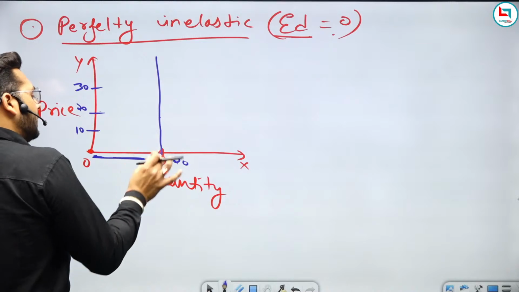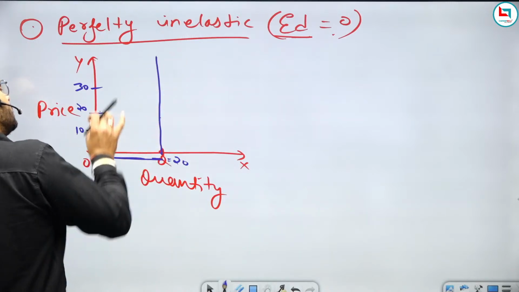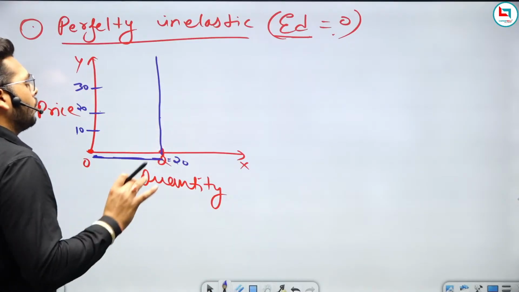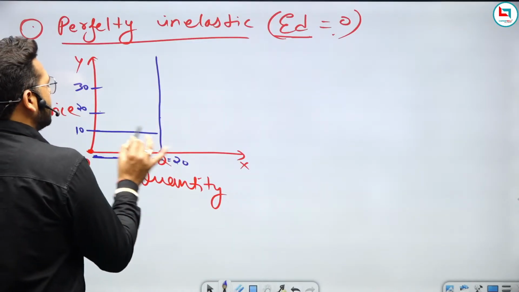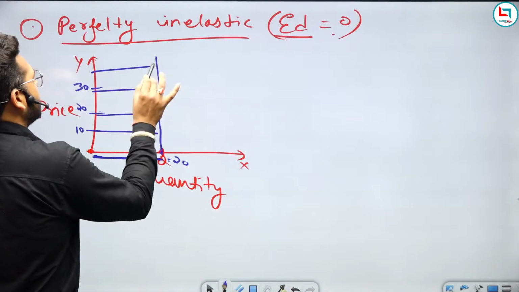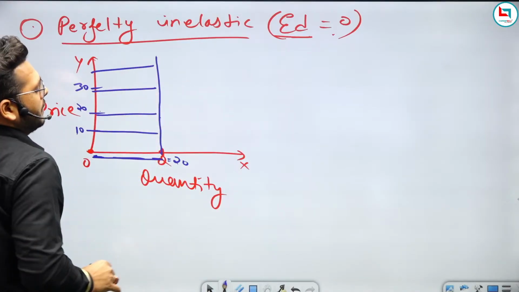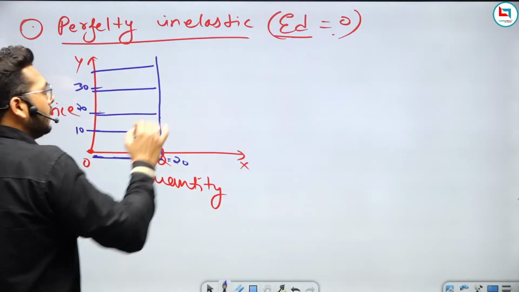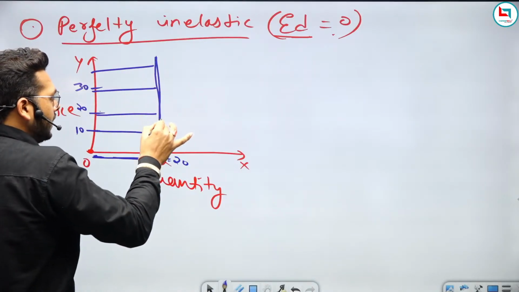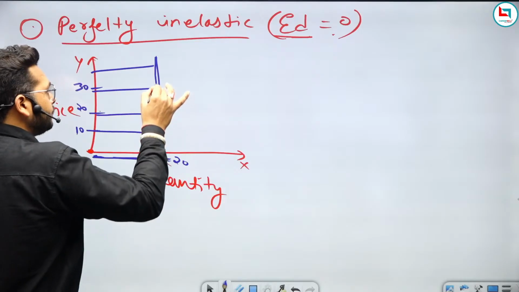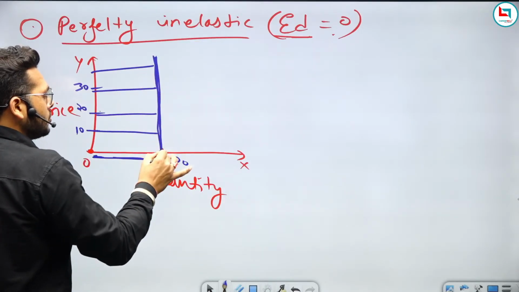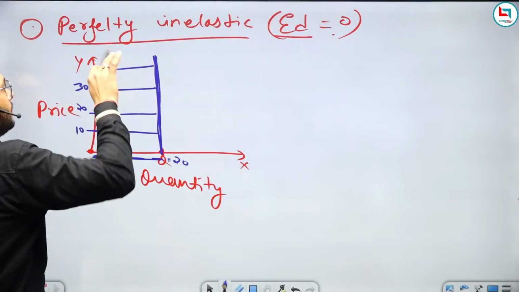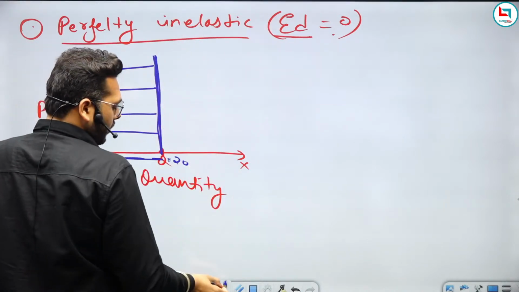It means the demand will remain the same after a lot of changes in the prices. Whatever the price changes, that doesn't affect the quantity demanded. Prices change, but the demand is still the same at every level of change in the price. So this is what Ed equals 0 is. The curve you are getting is the shape of the demand curve in perfectly inelastic.